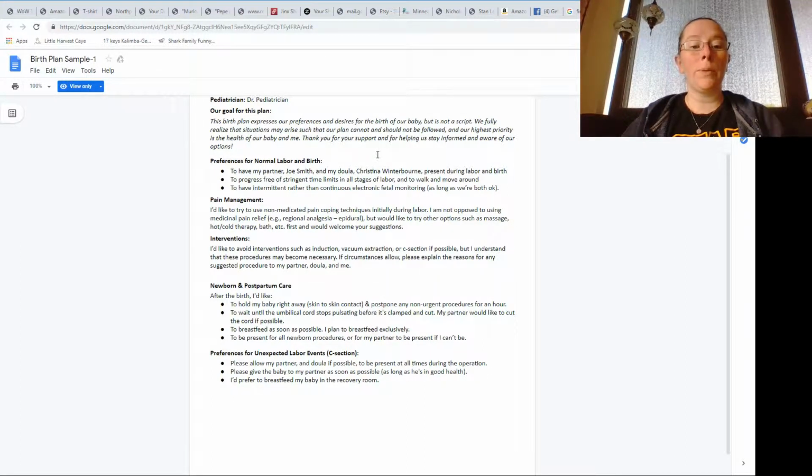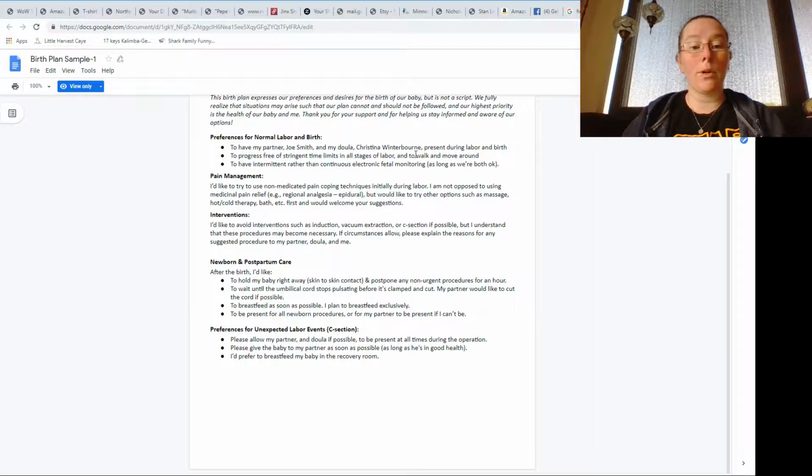So then you lay out your plan and your goal, which is essentially saying either you're flexible or this is exactly how you want things to go, who's going to be in the room for you, all that kind of stuff. So this is just the overall goal. Preferences for labor and birth is who you want to have in the room with you during your labor and delivery.